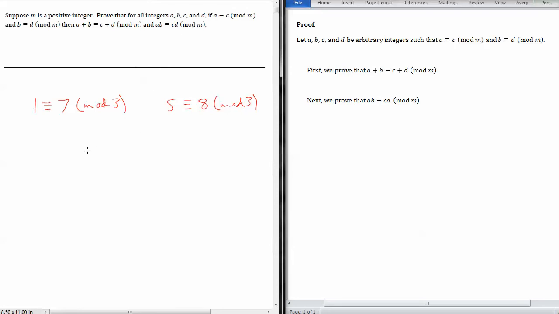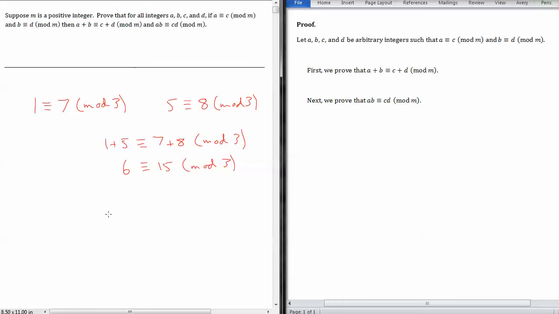So if we were to add them, we would get, let's see, 1 plus 5 should be congruent to 7 plus 8 mod the same m, 3. And that's true because 6 is indeed congruent to 15 mod 3. Their difference is 9. Or you can say they both have a remainder of 0 under division by 3. So this is sort of remainder arithmetic. It's basically saying, if you add something with a remainder of 1 to something with a remainder of 2, you get something with a remainder of 0. And same thing over on this side.